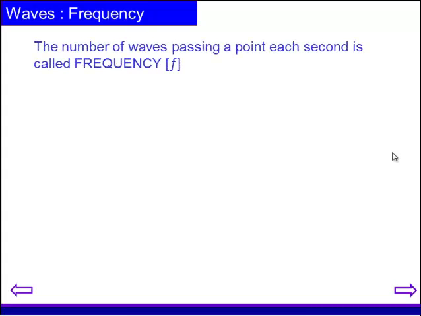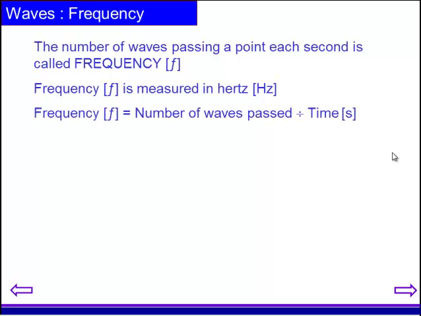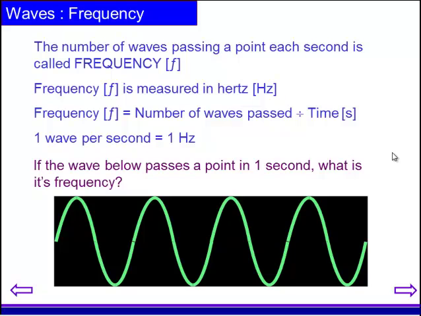So frequency is the number of waves passing a point each second, and we know it's measured in hertz. So the number of waves passed divided by time taken. So 1 wave per second will give us 1 hertz. Two waves per 1 second will give us 2 hertz, and so on and so forth. So with that as our starting point, let's think about the example below.